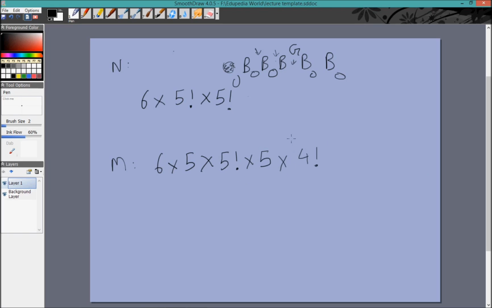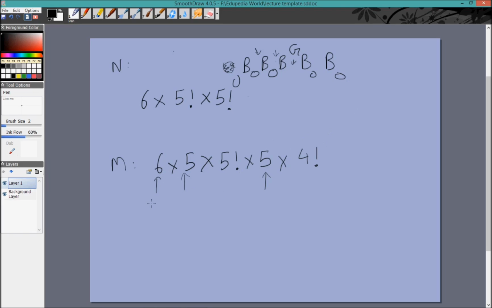Let me repeat it again. 6 positions for the first single girl. That is this 6. We have 5 choices for the single girl. That is this 5. Once we have chosen that position for the single girl, 5 remaining positions for the group of 4 girls. That is this 5. 5 factorial ways to arrange boys, 4 factorial ways to arrange 4 girls.